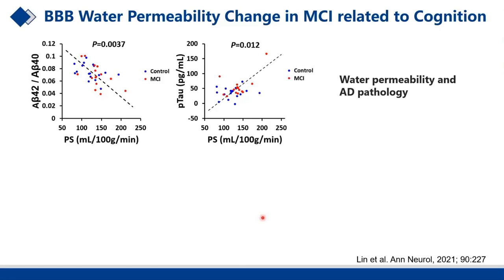However, is BBB permeability related to different pathology? First, we look at the AD pathology, that is the CSF A beta 42 level and also the CSF p-tau level. And we saw that the PS is increased in those who have a more severe AD pathology, which means that the water permeability is indeed related to the AD pathology, but that is only the water permeability.